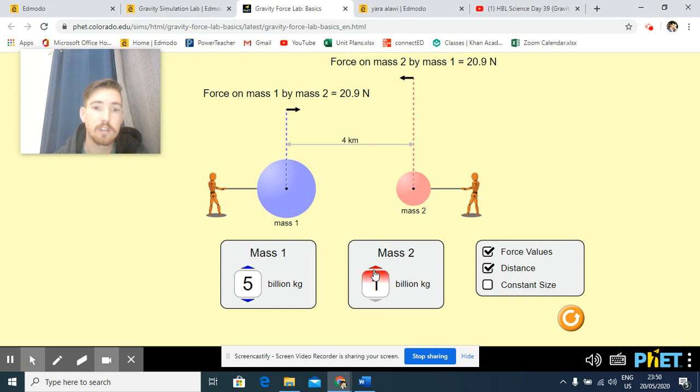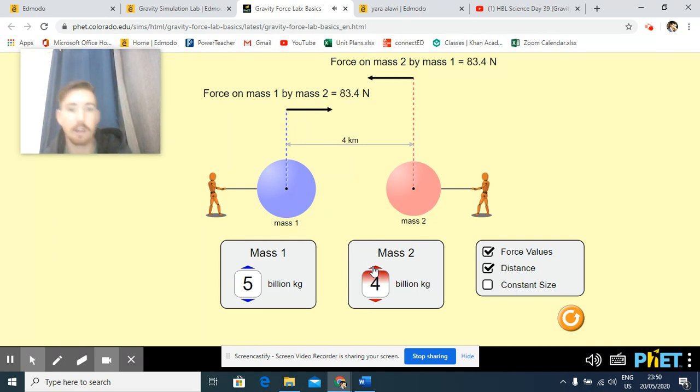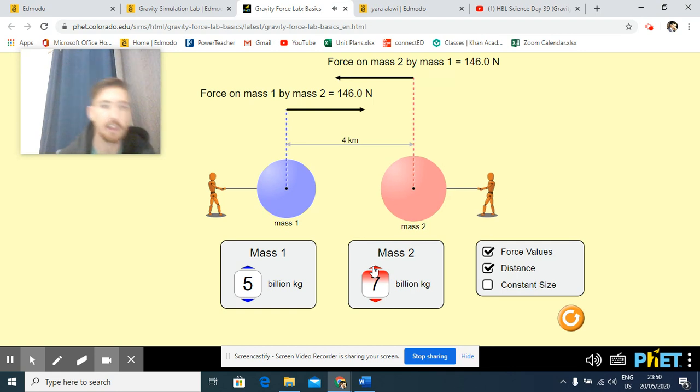Then you change this to 2, and then you record the data, and then you're going to change it to 3, and then record the data, and then 4, and record the data, and then 5, and then 6, and then 7, and then 8, all right? And record the data every step of the way, fill in that table.